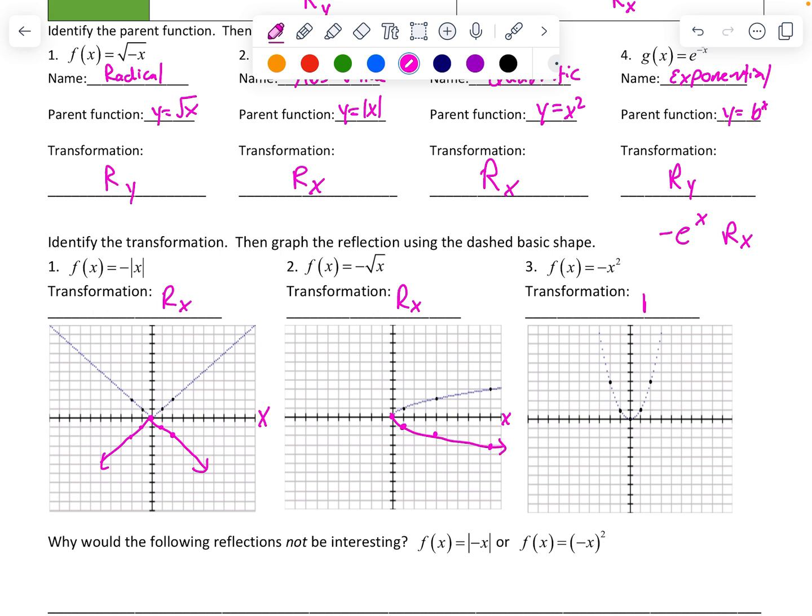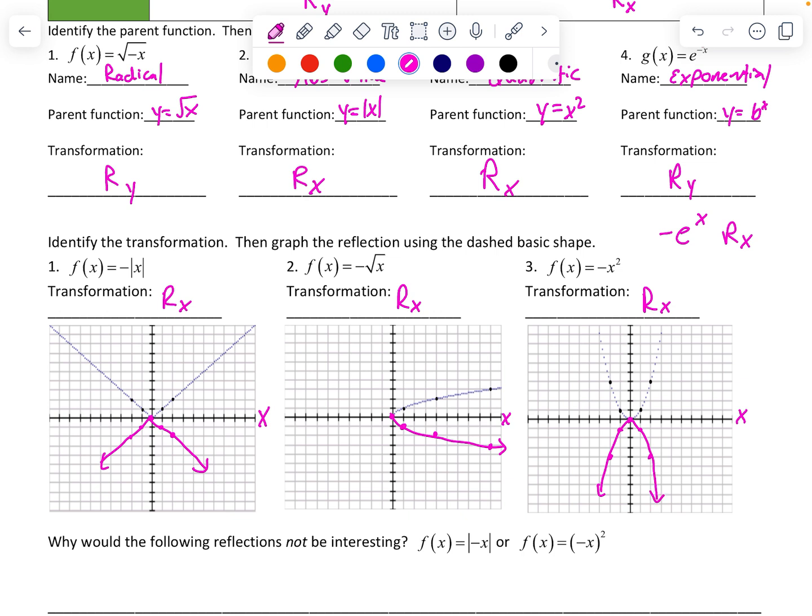Finally, 3, that is a reflection across the x again. So we're going to reflect that quadratic across the x. So that they're going the same distance away. So that one's up 1, 2, 3, 4, 1, 2, 3, 4. So we've got our nice U shape.